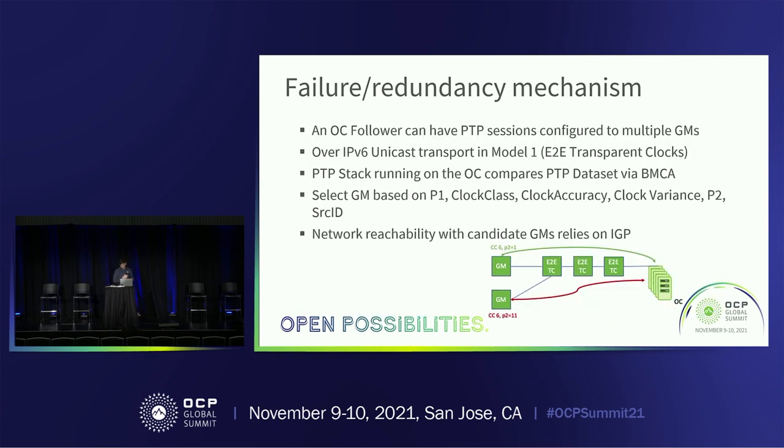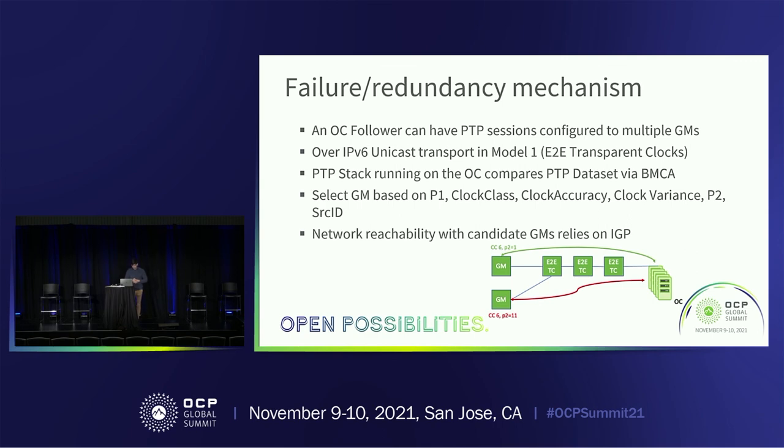So the failure mechanism is the same model as what I was talking about before. We've got the IGP carrying those messages across the transparent clock, and the end node itself will figure out from the data set which grandmaster it wants to use. So it's pretty straightforward, and it's dictated by the data set.